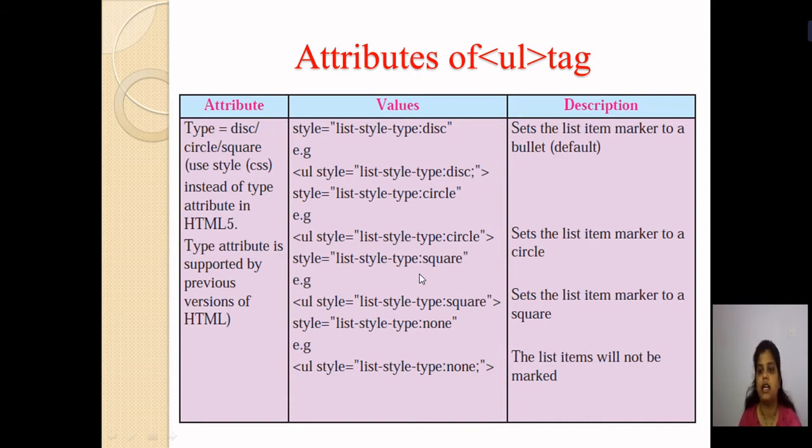So these are the 4 different values of the UL tag. Only one attribute you have to keep in mind, with 4 different values. That attribute is type. Type contains 4 different values. By default the value used is black circle. You can assign square, circle or none. Every time, the type attribute will be written in your style. So these are the attributes of the UL tag.